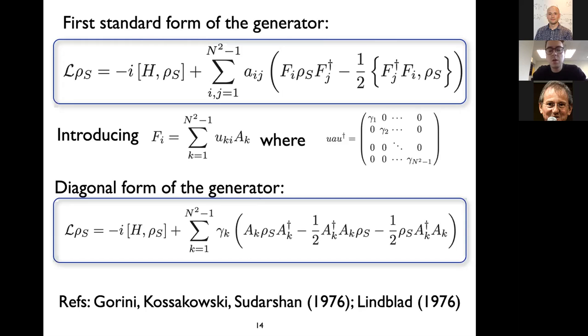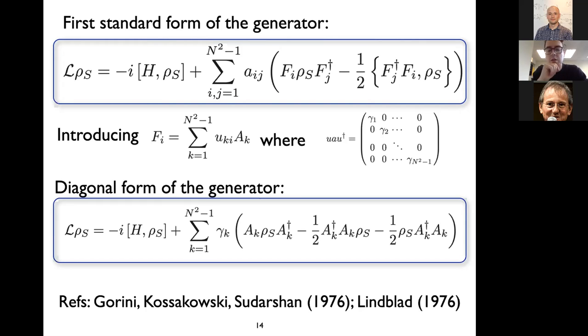So you can see that the second term is in a non-diagonal form because it contains a sum over two indices i and j. What you can do is diagonalize the second part of the expression by introducing a new set of operators A_k, and these new operators A_k are related to these operators F via a unitary transformation. So these coefficients u_ki define the coefficients of a unitary matrix.